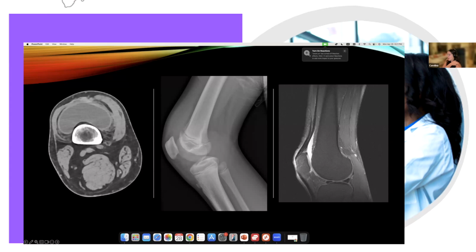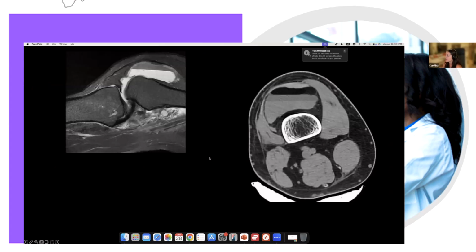And this is how you would see it on MRI. You see there's some fluid, which is bright in this MRI sequence, and it is displacing the fat that should be much closer to the bone. So that is a joint effusion.